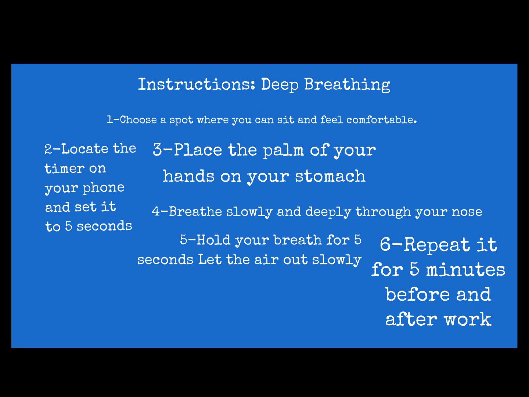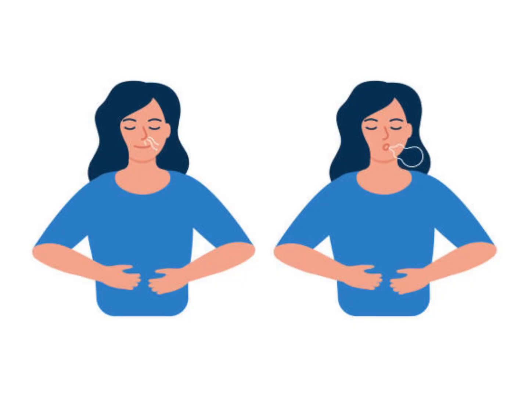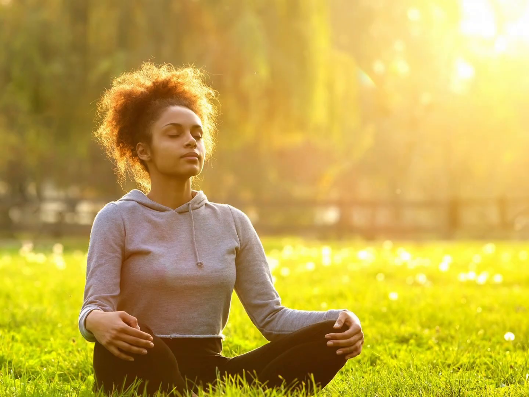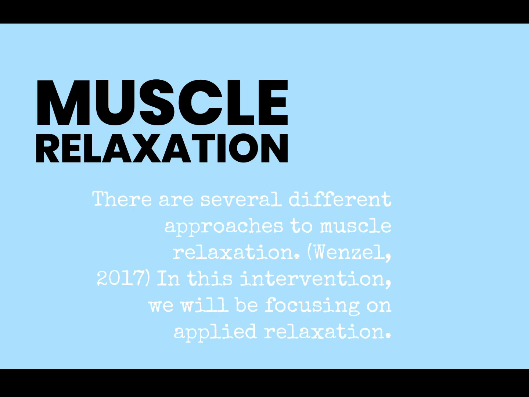First, you're going to choose a spot where you can sit and feel comfortable. Then you're going to locate the timer on your phone and set it to 5 seconds. Then you're going to place the palm of your hand on your stomach and breathe slowly and deeply through your nose and hold your breath for 5 seconds and then let the air out slowly. Repeat it for 5 minutes before and after work.